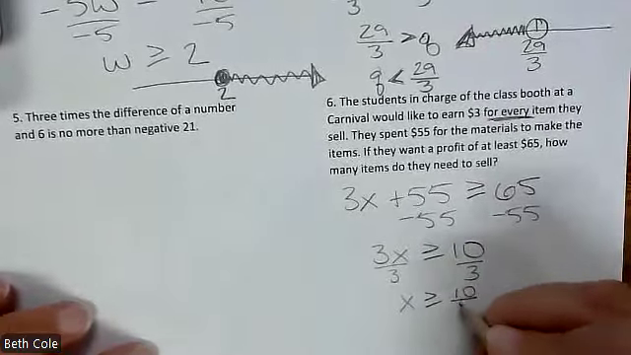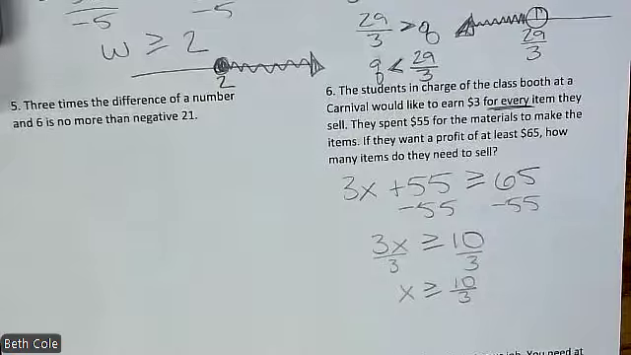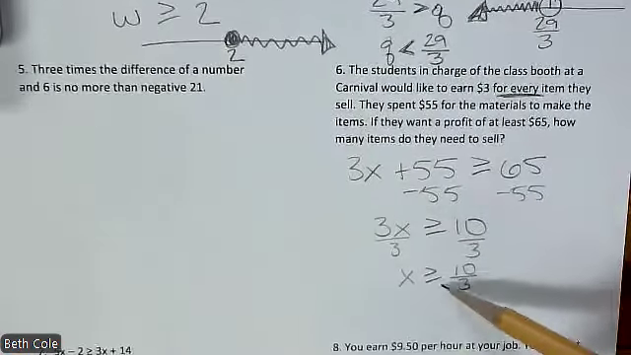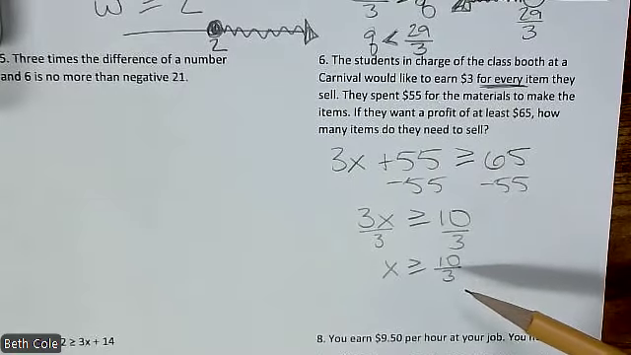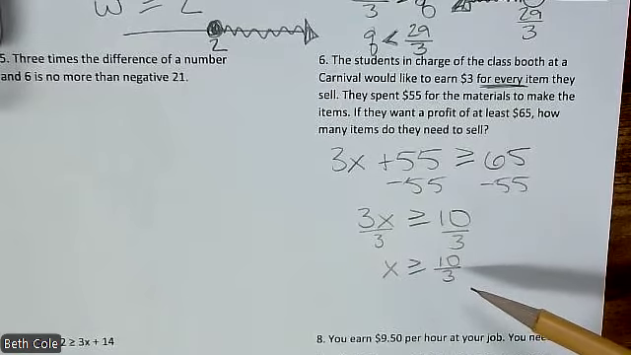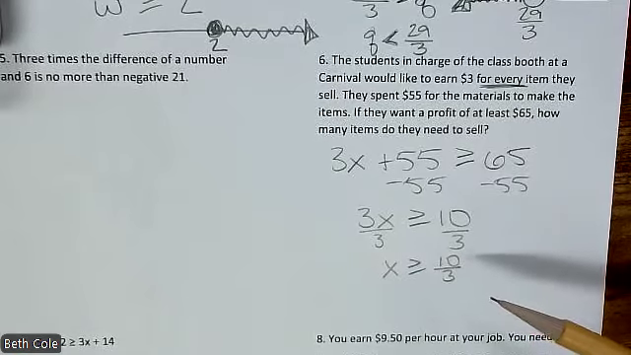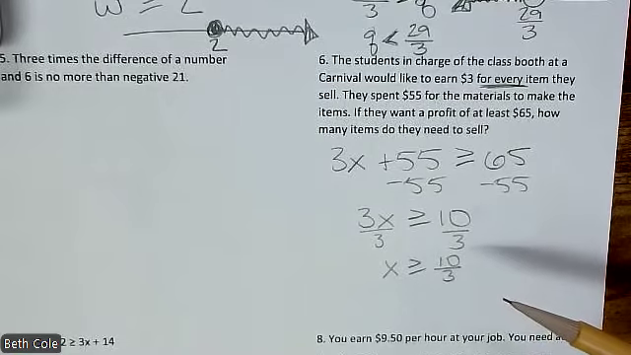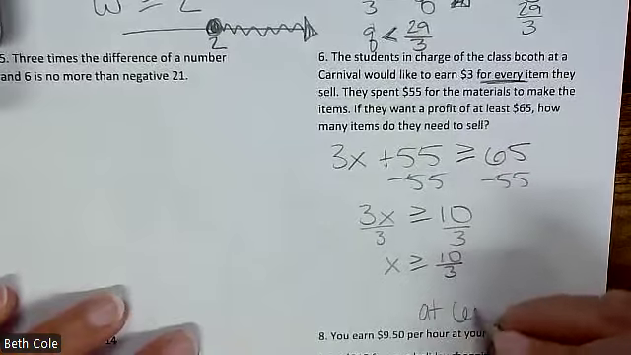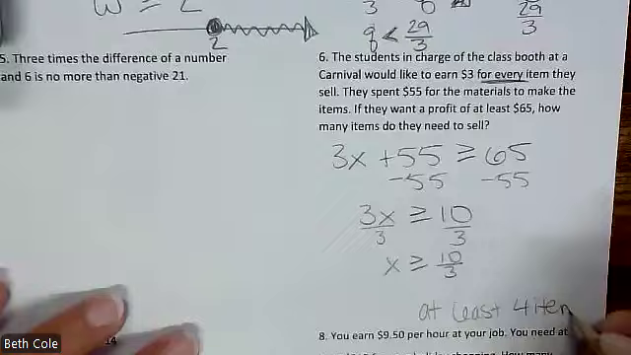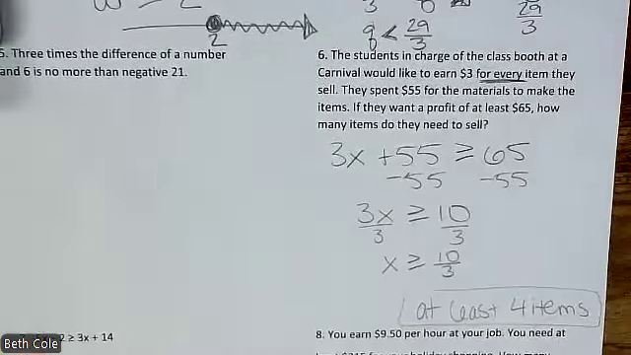10/3 does not reduce, but it's a word problem, so let's think it through. They need to sell greater than, now that's like 3 and a little bit. So they would need to sell at least 4. Do you understand what I'm saying there? It's like 3 and we can't sell part of an item. Like here's half of this table. You know what I mean? So they would need to sell at least 4 items. You know, so you always want to think about in the context of the problem, what makes sense, okay?